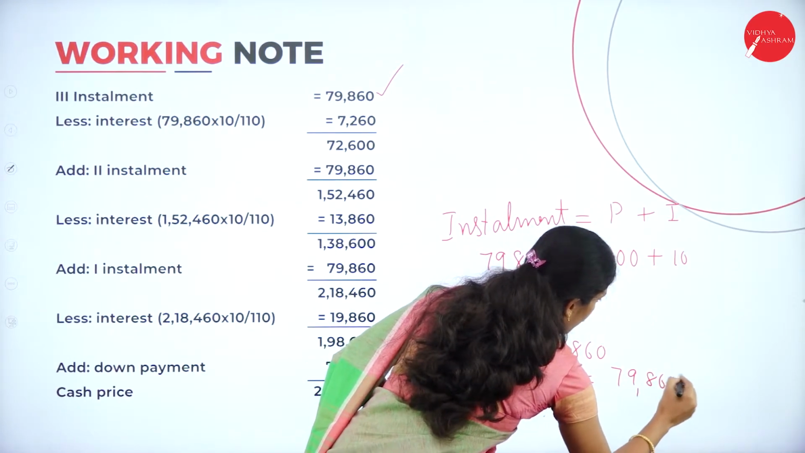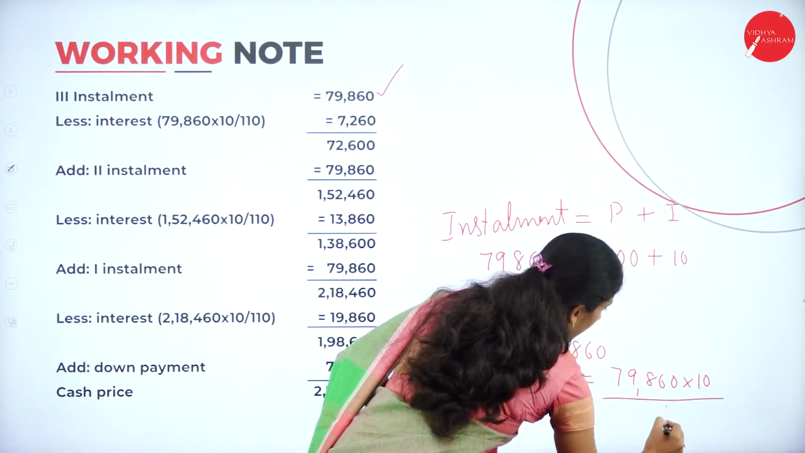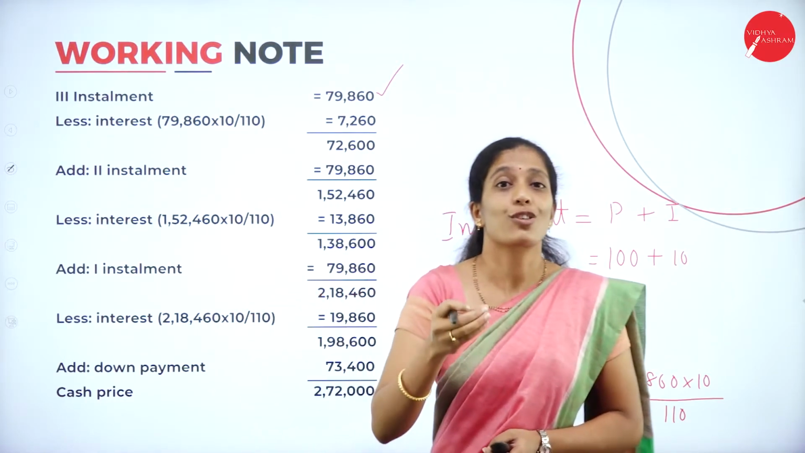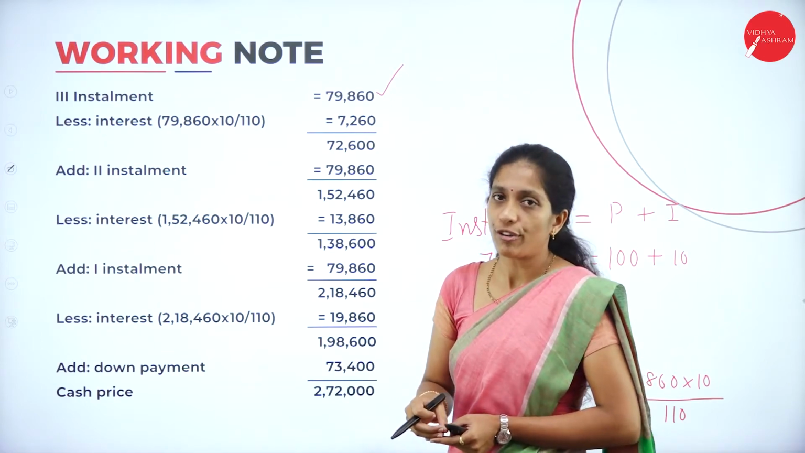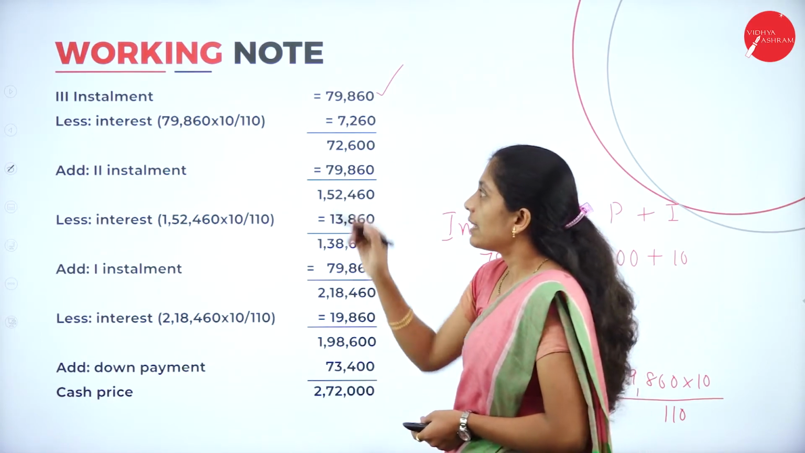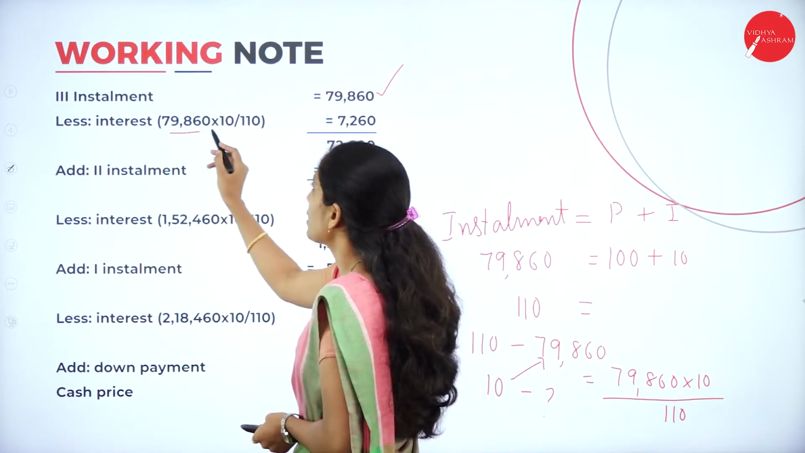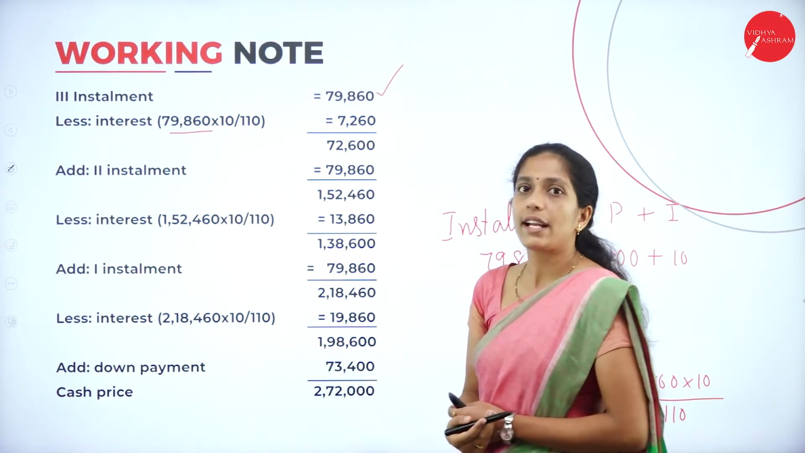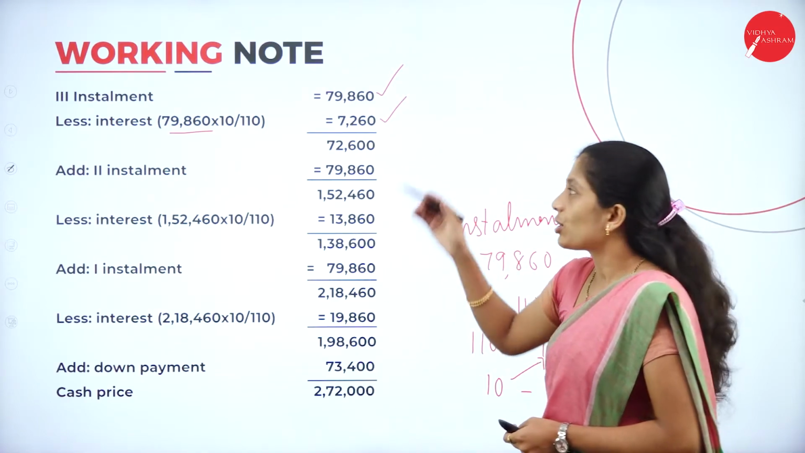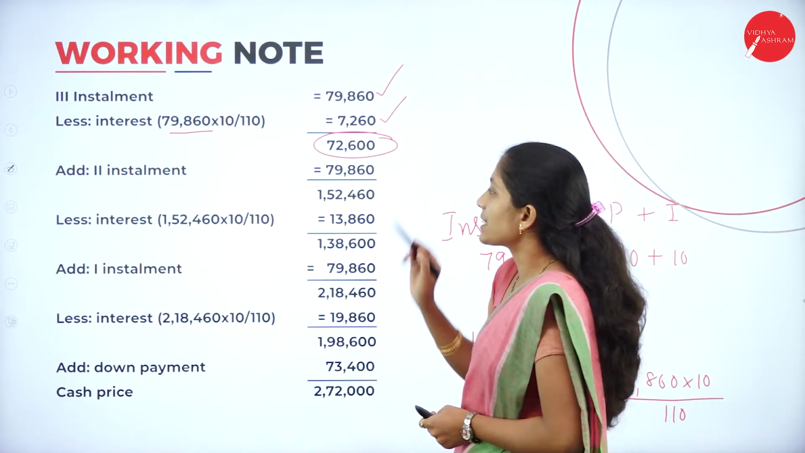79,860 into 10 divided by 110. So this is how we are going to calculate the interest, if it is inclusive of interest. So for the third installment, 79,860 less interest, that is 79,860 into 10 divided by 110. So we'll get 7,260. Deduct this, we will get 72,600.